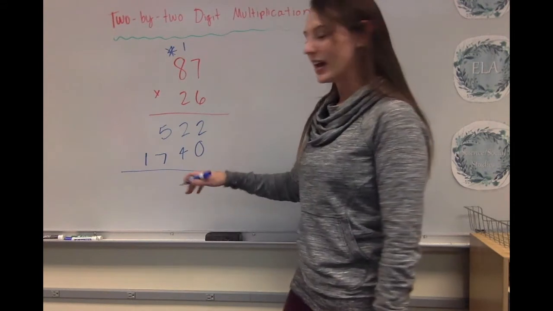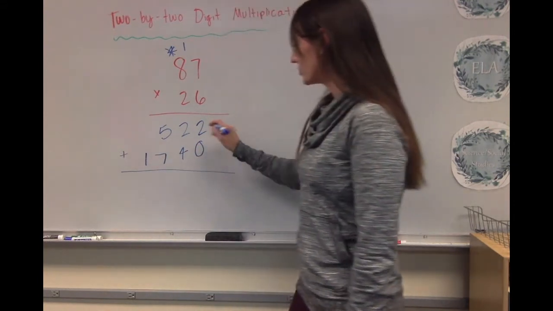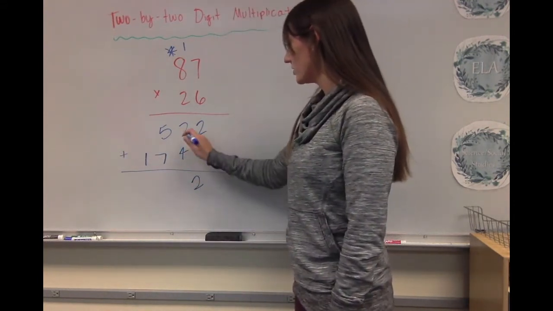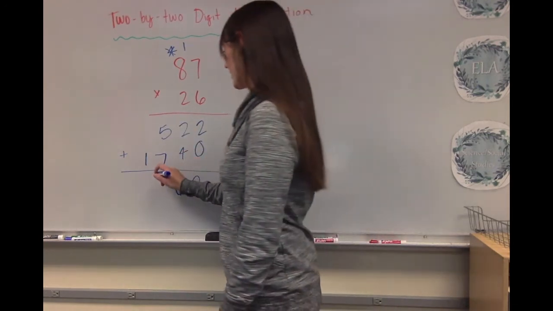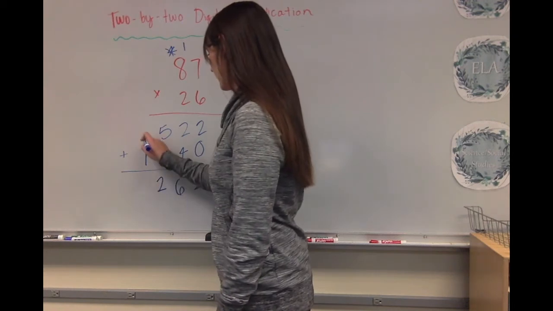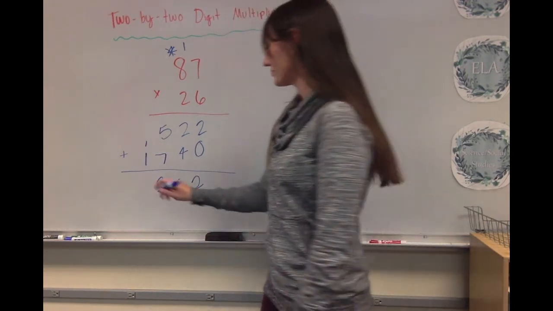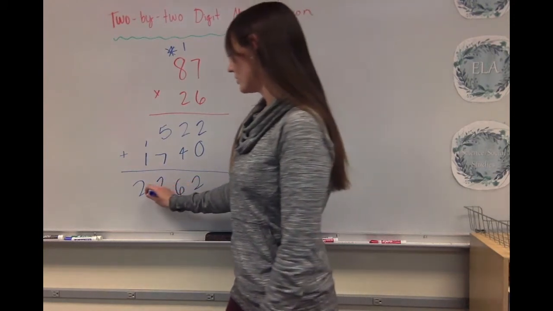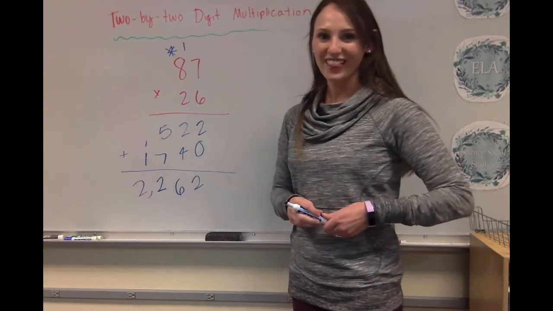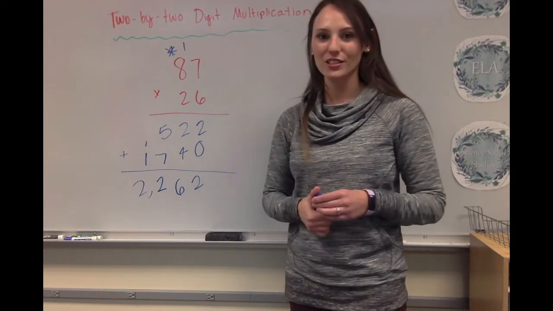Okay, now I just have to add these two up. So 2 plus 0 is 2. 2 plus 4 is 6. 5 plus 7 is 12. And then 1 plus 1 is 2. And then put my comma in. 1, 2, 3, over. And there is my answer, 2,262.